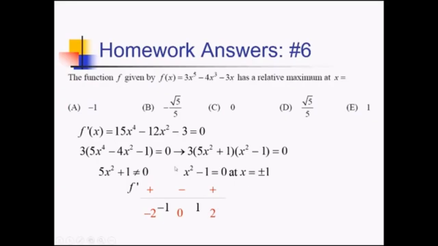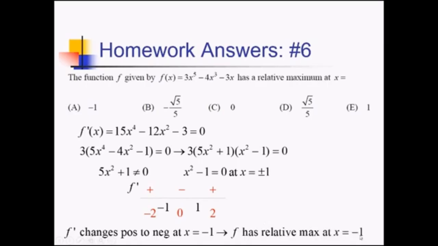And we see that we're changing from positive to negative f prime at x equals negative 1. Therefore, f itself has a relative max at x equals negative 1. So that would be choice A.